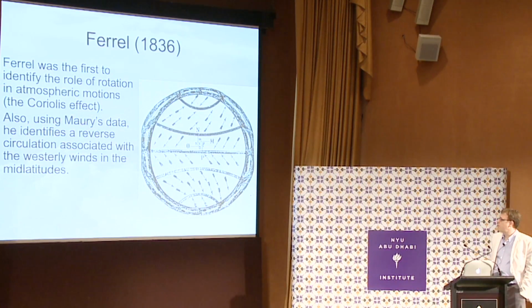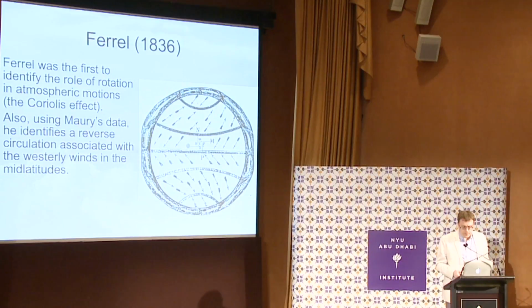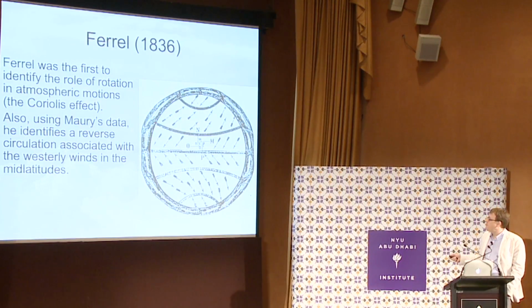In particular, Maury was working for the U.S. government at the time, and he collected a large amount of data and analyzed it. What he realized is that if you look at the data, it's true that in the tropical region you have air rising at the equator and subsiding in the subtropics. But if you look at the mid-latitudes, on average the air is going in the opposite direction. So he found that the pattern described by Hadley to explain the trade wind applies very well to the tropical region, but what's going on in the mid-latitudes is quite different.